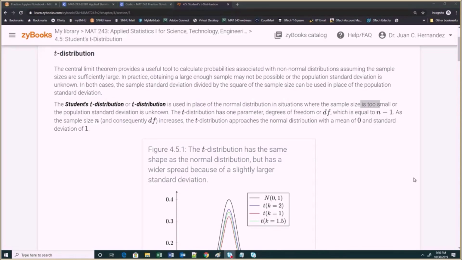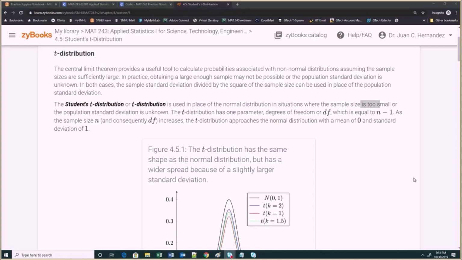So essentially what this means is that students' t-distribution is very similar to the normal distribution, except if you are given a problem to solve and the problem involves a sample size that is small. So just like Professor Wan said, a general rule is to use 30 as the threshold. So if the sample size is less than 30, or you're not given the population standard deviation, so the population standard deviation is unknown, so that you have to use the sample standard deviation as an estimate, then you would use students' t-distribution as opposed to the normal distribution.